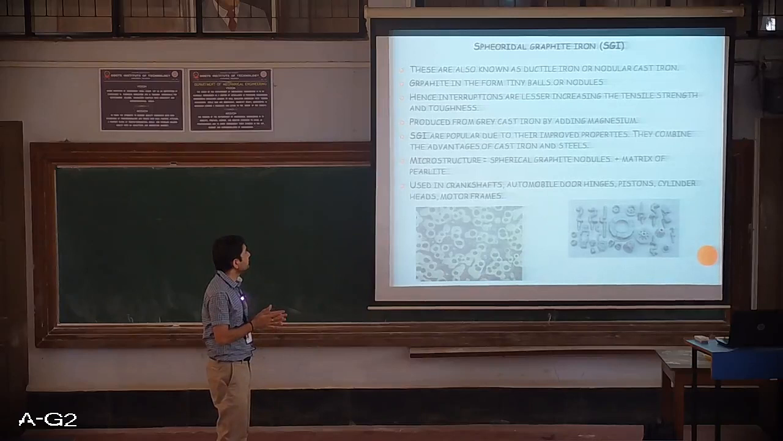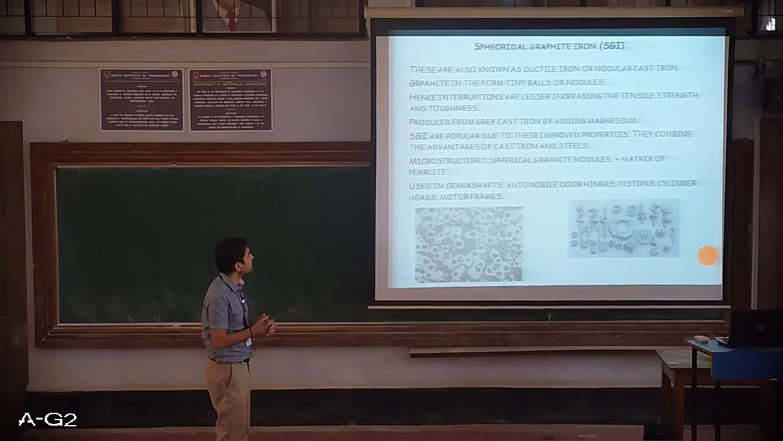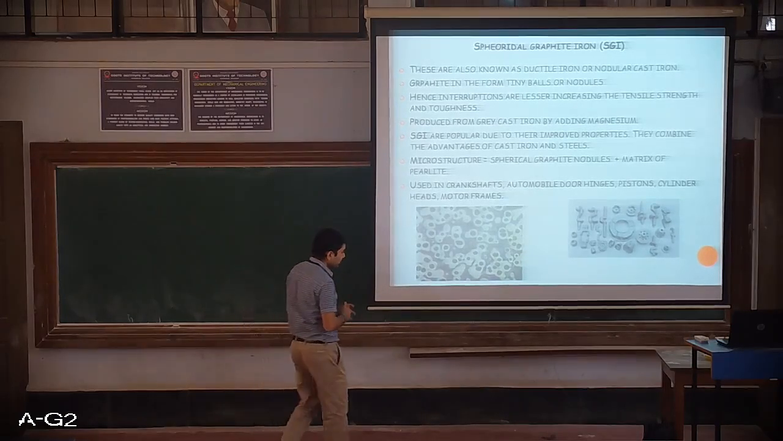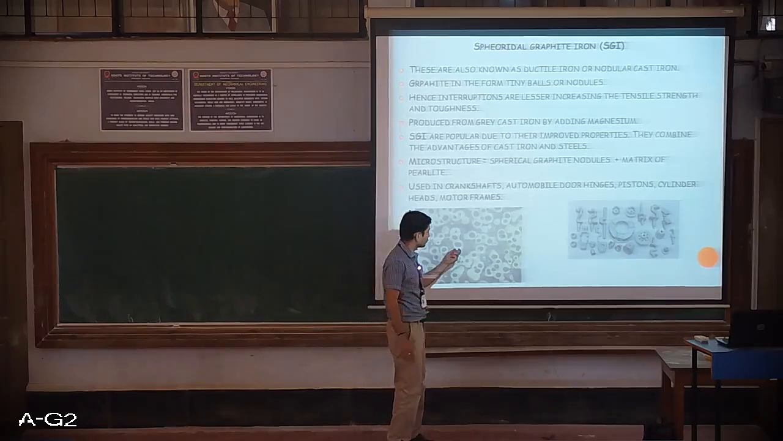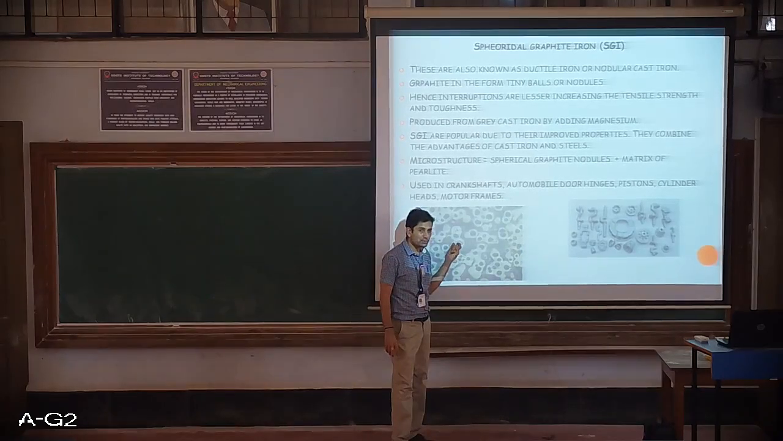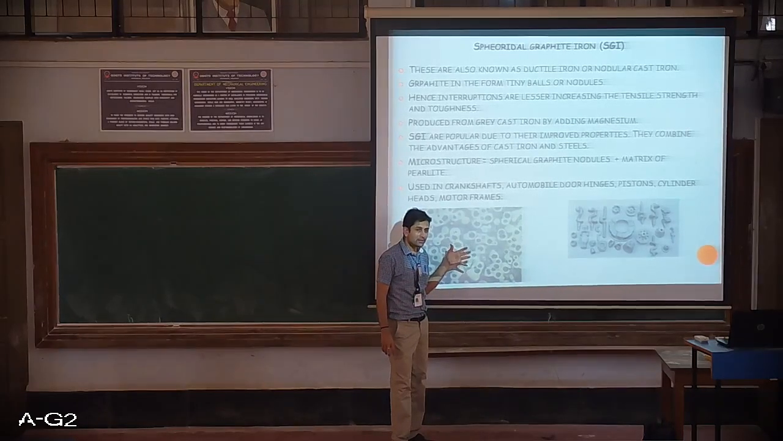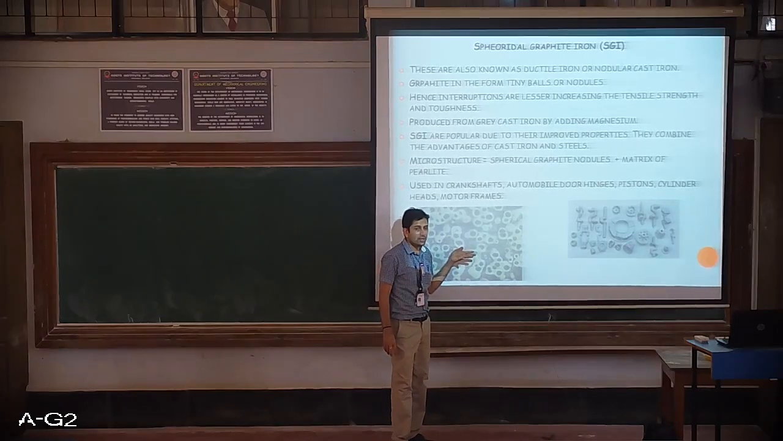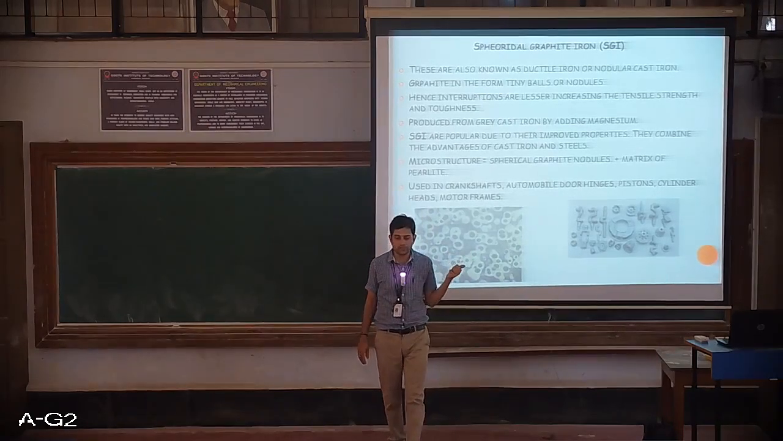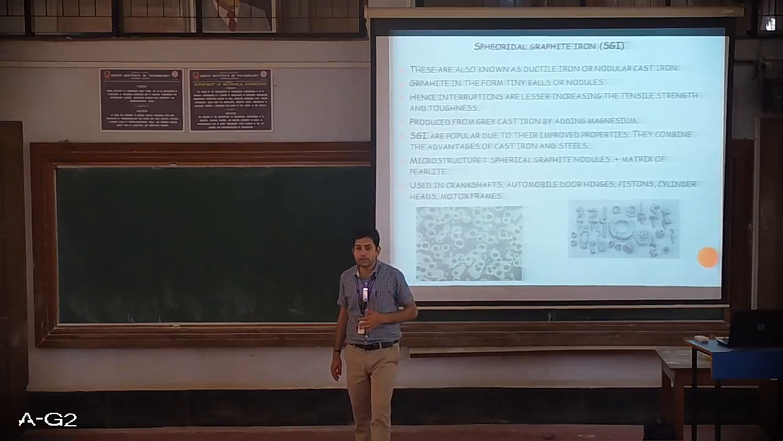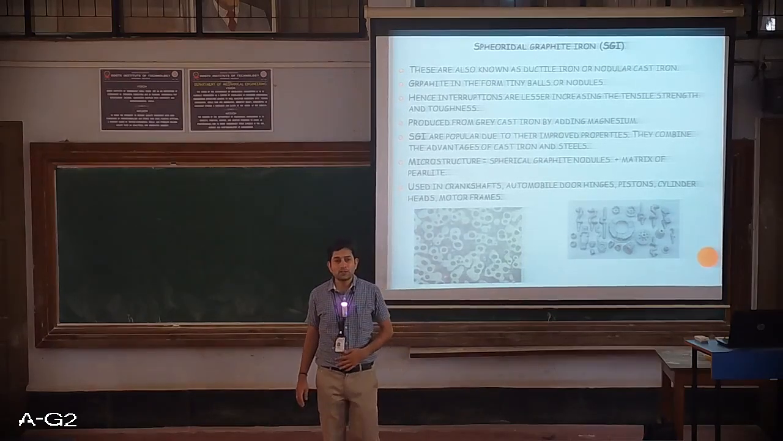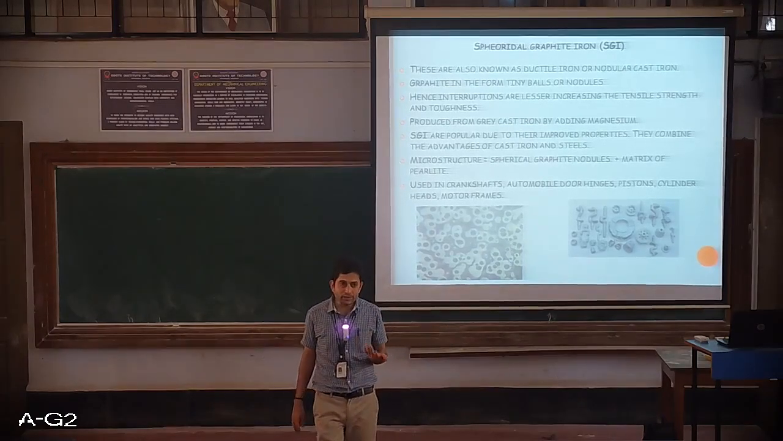Hence the interruptions are lesser, increasing the tensile strength and toughness. Because the morphology of the carbon is in the form of tiny nodules, this metal can take a huge amount of tensile strength, and it is used in such situations. Again, one more important thing related to SGI iron is that it is considered equivalent to steel.